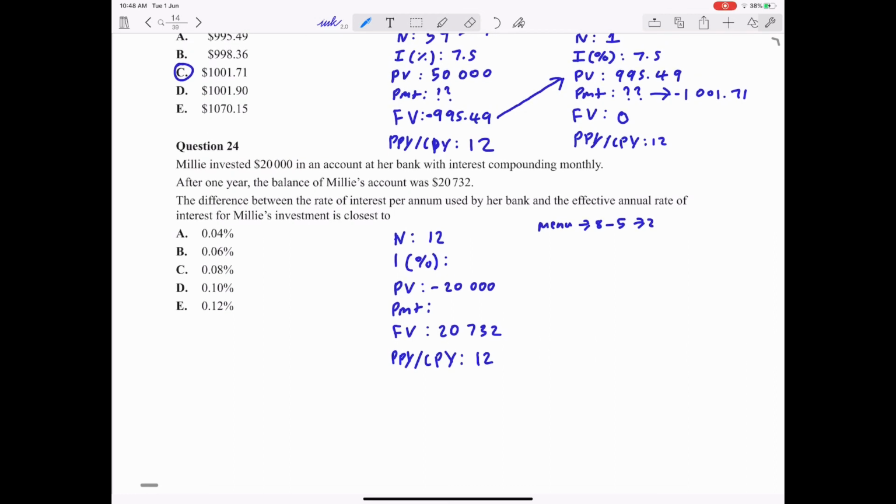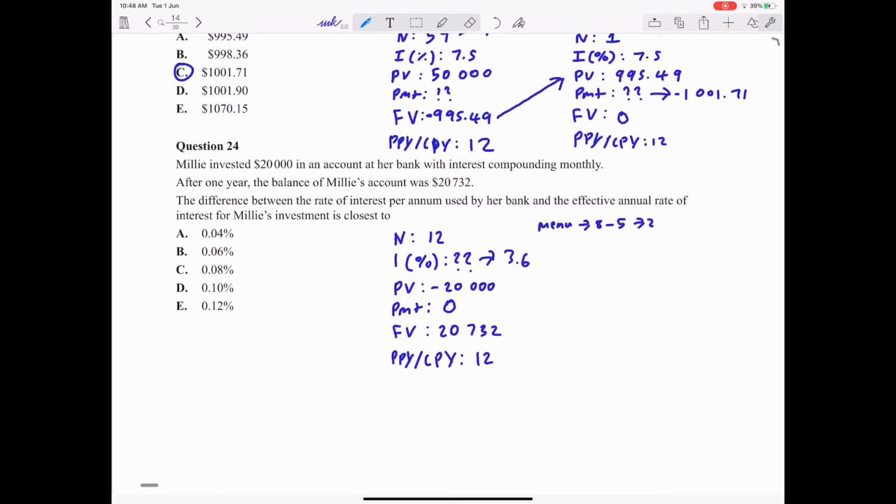The difference between the rate of interest per annum used by the bank and the effective annual interest rate for Millie's investment is closest to. We have no information about payments. She's just investing her money in the bank, so the payments are 0. We've got to find the interest rate. Put the values on your CAS calculator, and you'll get 3.6% as your interest rate per annum. So now we've got to find the effective annual rate of interest.